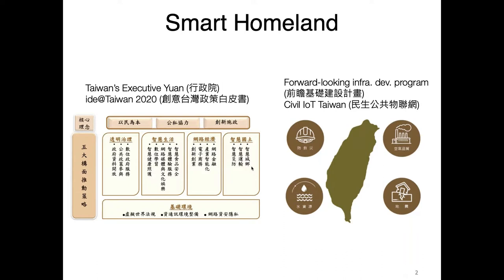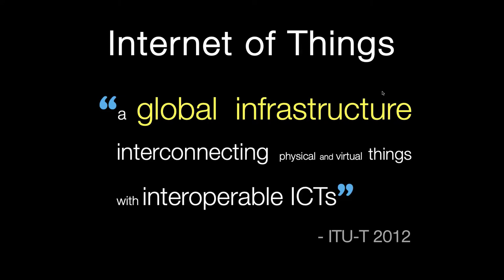I believe not only Taiwan, but many countries want to support this type of smart nation vision. Fortunately, the current government in Taiwan has one big project called the Forward-Looking Infrastructure Development Program. Inside it, there is a small part called Civil IoT Taiwan. If I remember correctly, the funding for that is about 5 billion Taiwanese dollars, about 160 million US dollars. What I'm going to share is how we design Civil IoT Taiwan, and our progress so far.